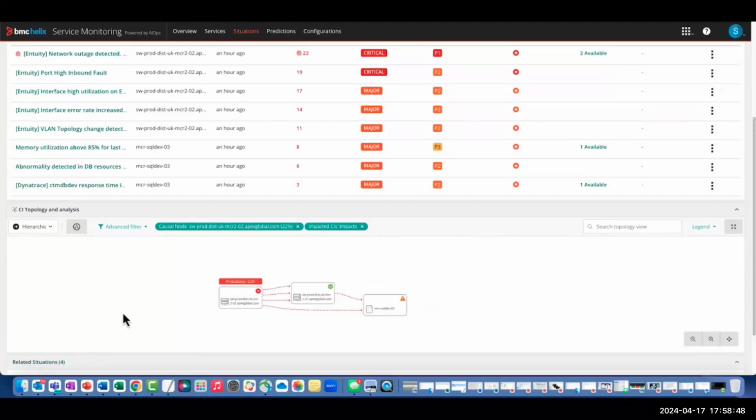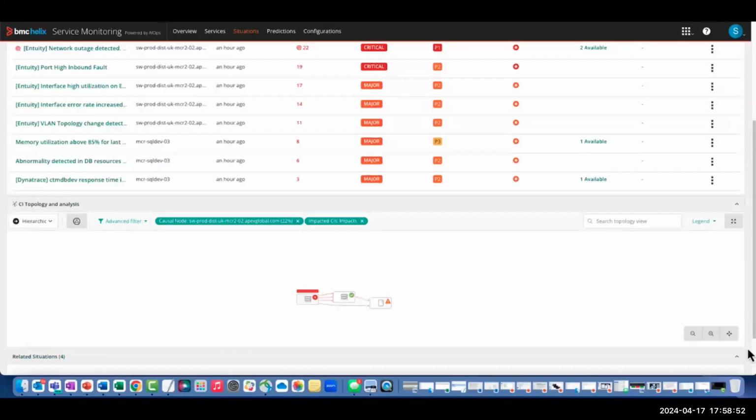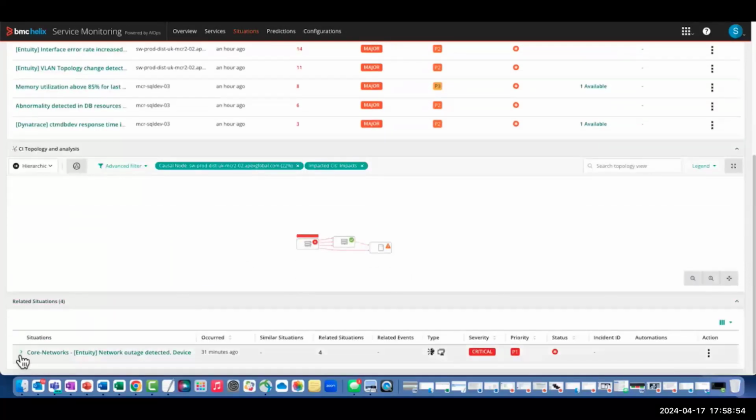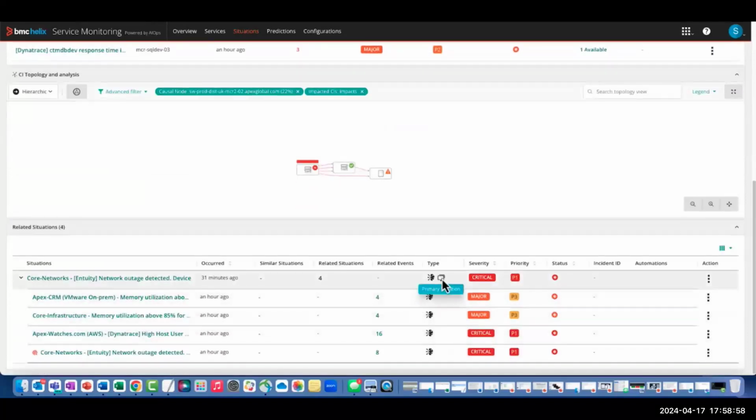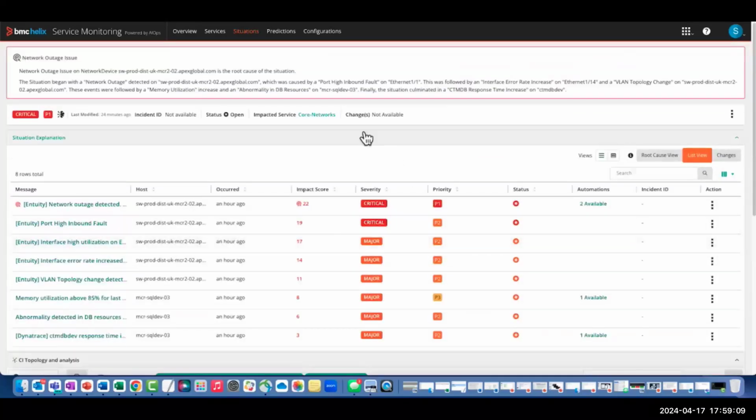I can also see related situations down here, and I see that there is one master situation, so there's one primary situation, and I can see all the related sub-situations that are under this primary situation. And this is how you use AIOps to fix problems quicker, to get to resolution, to understand the root cause.